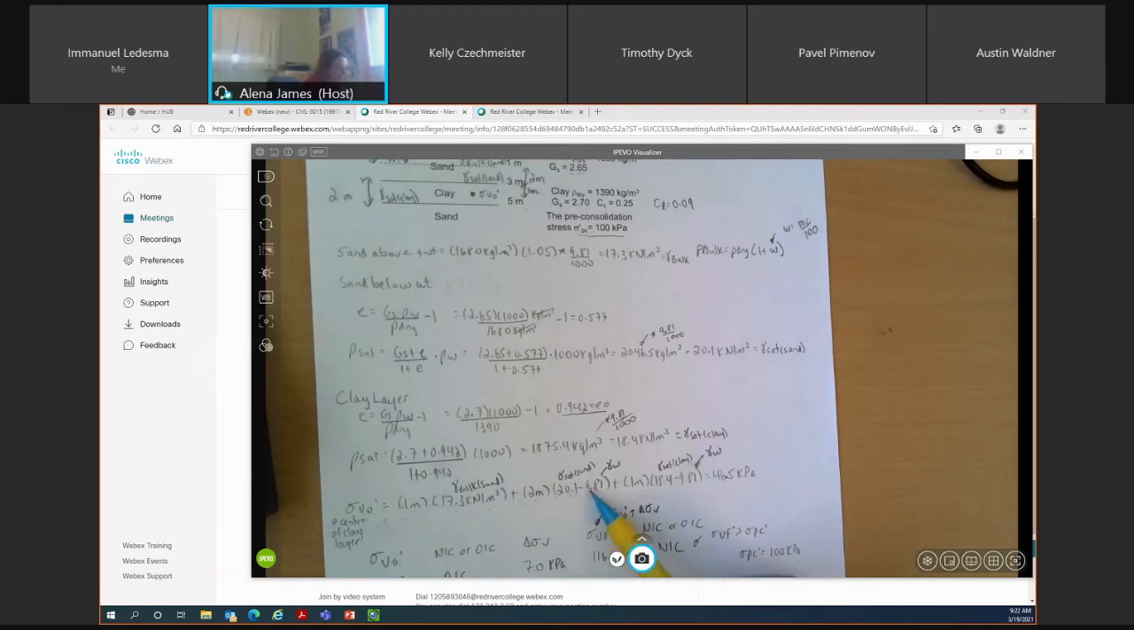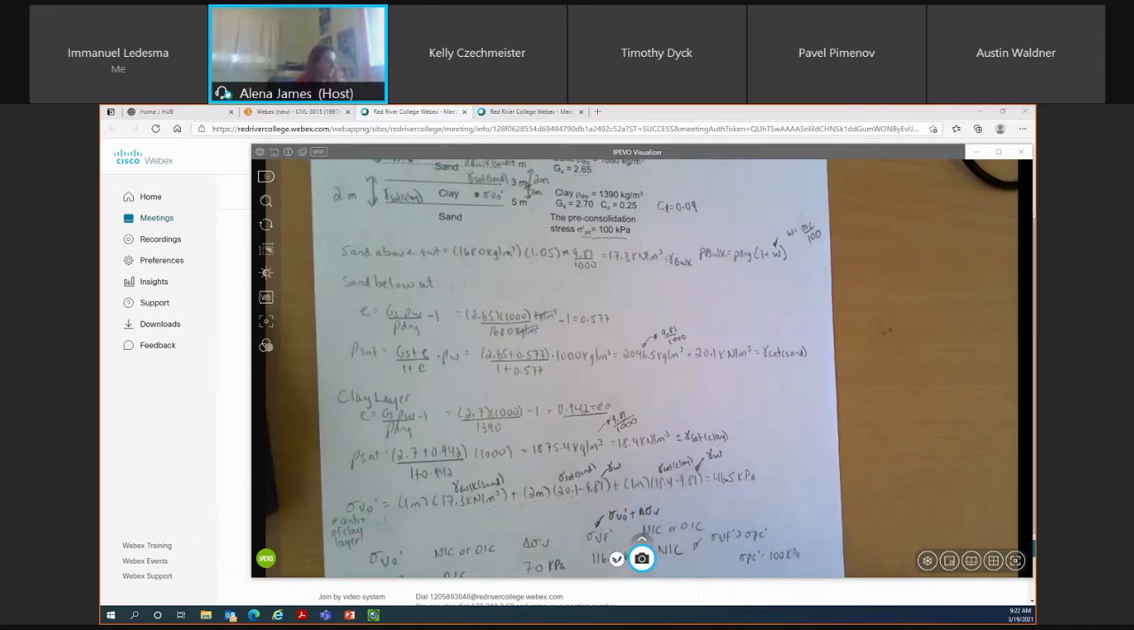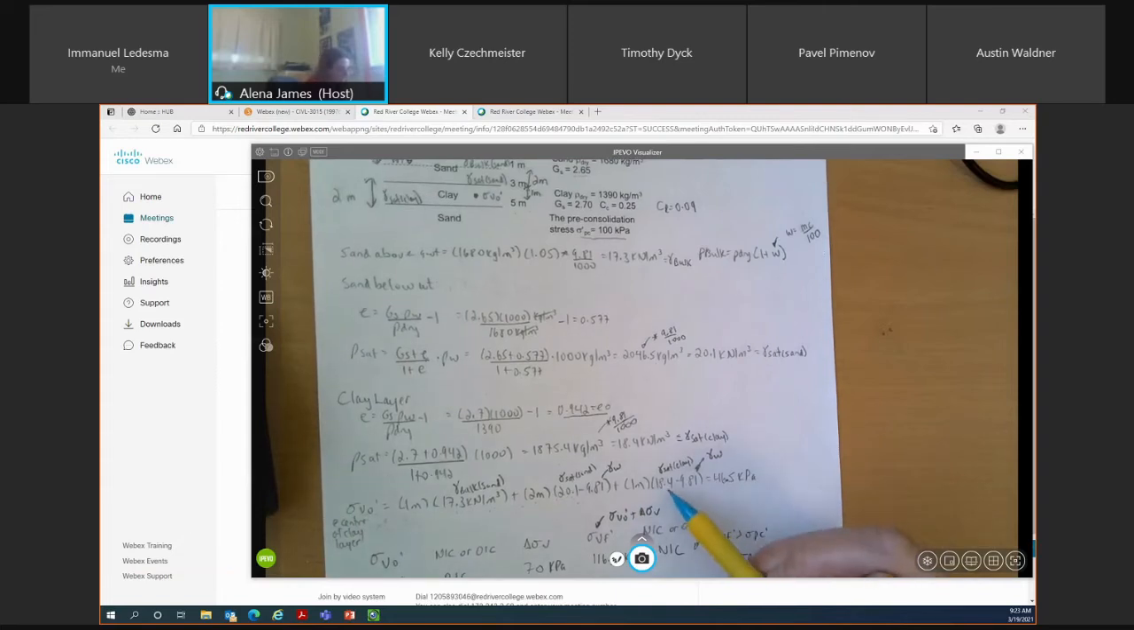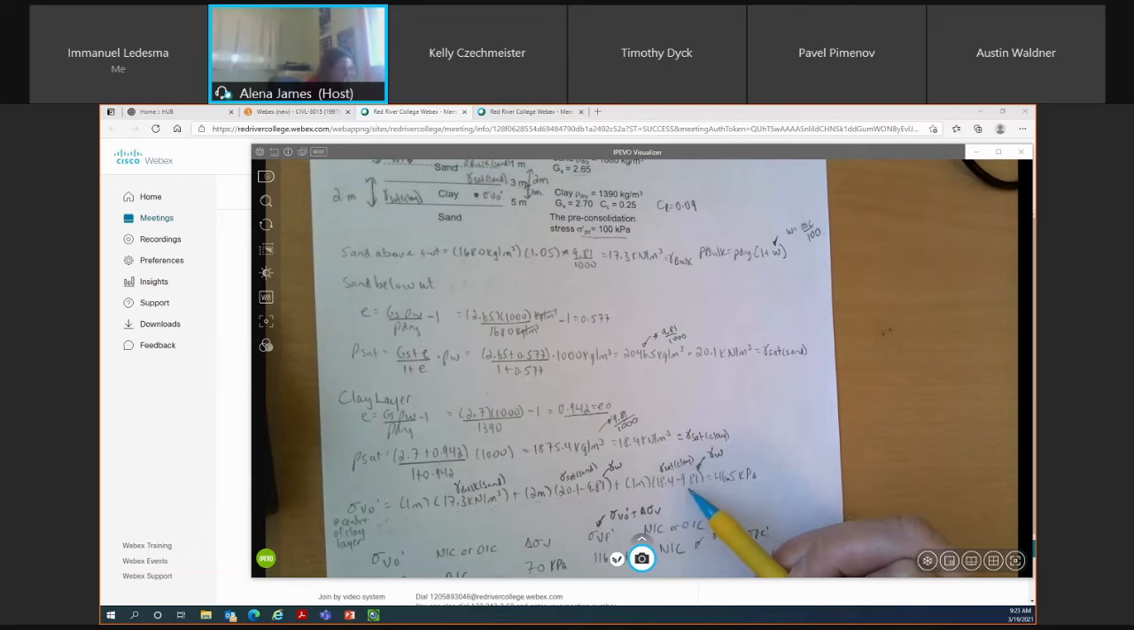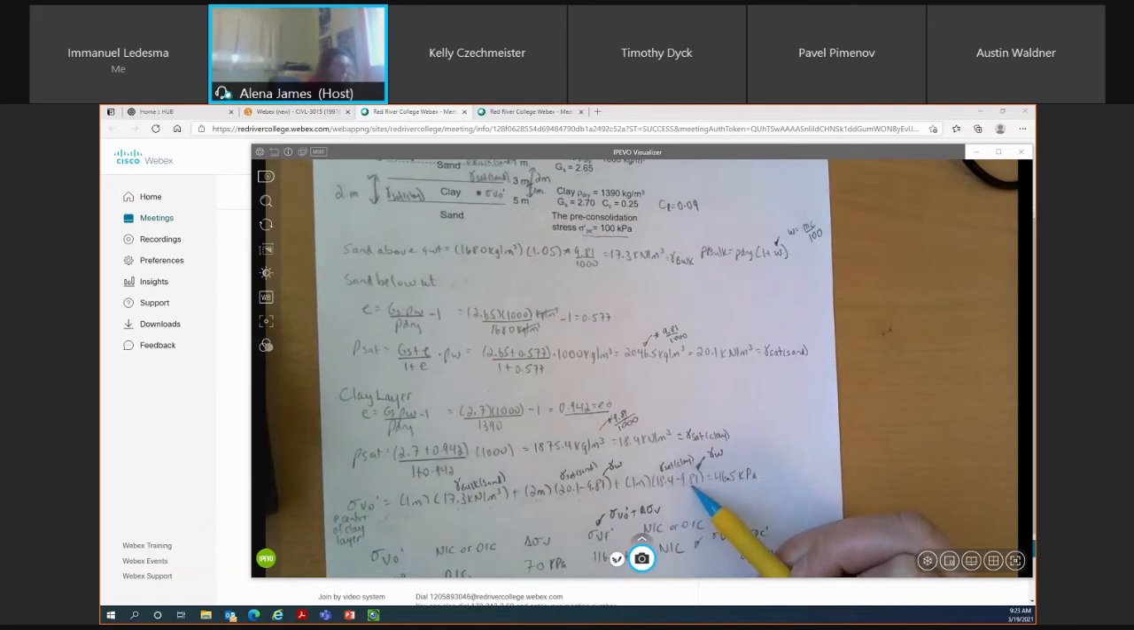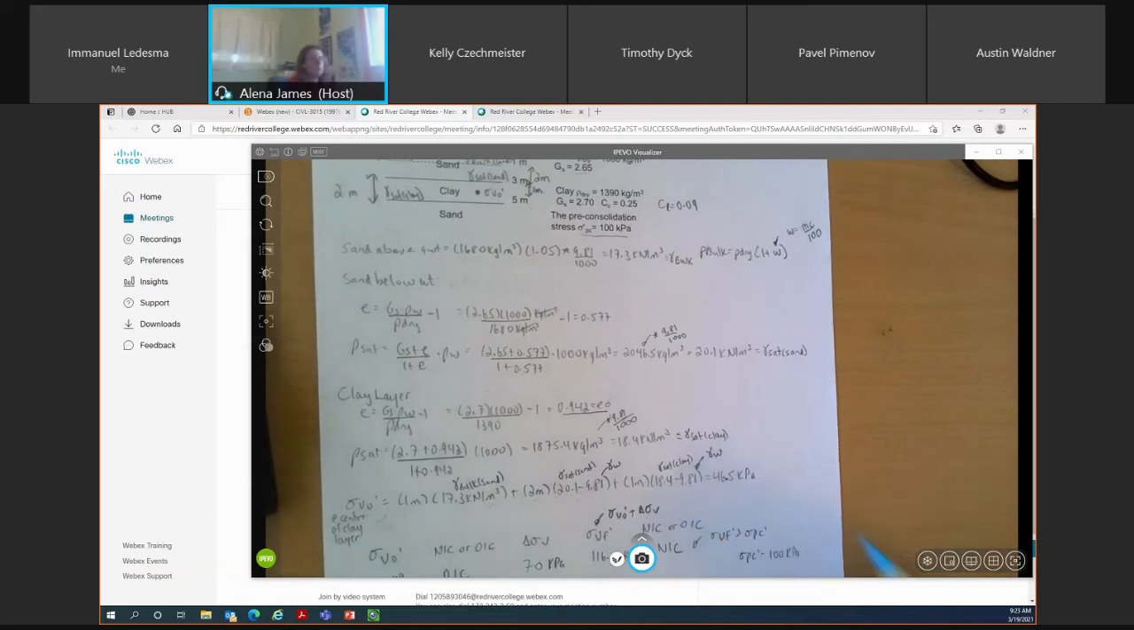which is 20.1, minus the unit weight of water, which is 9.81, plus my 1 meter thick clay layer from the base of the sand layer to the center of the clay layer, times my saturated unit weight of the clay, which is 18.4, minus 9.81, the unit weight of water. So my initial effective stress is equal to 46.5 kPa. That would be my initial effective stress.